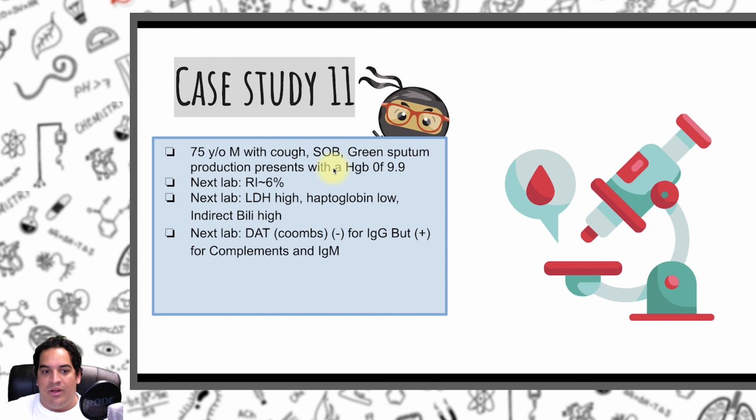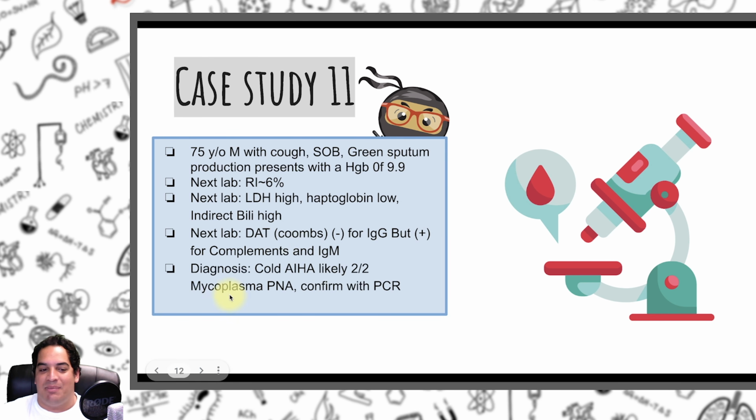It's positive. Their DAT, actually, Coombs, is negative for IgG, but it's positive for complements and IgM. So he does have a positive DAT, but it's only positive for, again, complements. What was that one? That was a cold autoimmune hemolytic anemia. And it's likely secondary to mycoplasma pneumonia. And again, you can confirm that with a PCR.